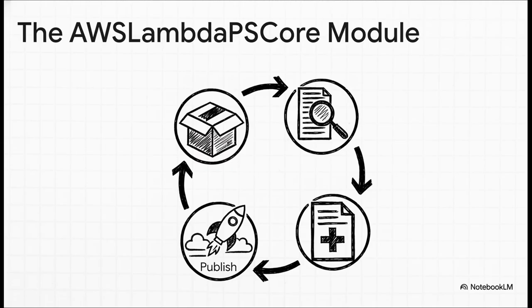So the heart and soul of this whole operation is the AWS Lambda PS Core module. And what I love about this is that these 4 commands basically tell a story. First, you get a template to start with. Then you create a new script based on it. After that, you publish it up to the cloud. And there's even one to create a new package, which is perfect for your automated CI/CD pipelines. It's a whole workflow right there in your terminal.